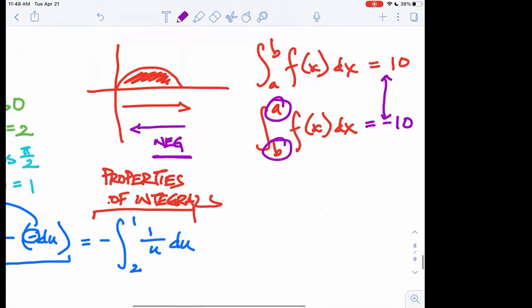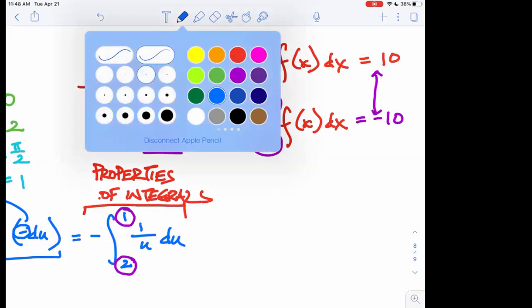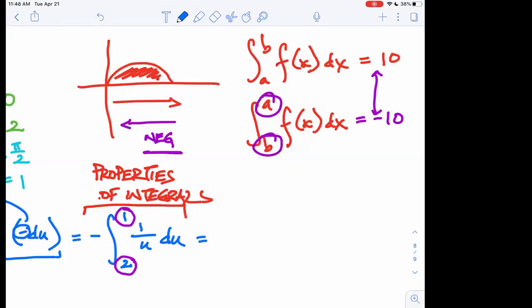So how does that tie in here? Because I noticed that this bound is bigger than this bound, and most of the time we like to go from left to right. So I'm going to use this simplification technique. Okay, so I still have that negative. I'm going to switch the bounds, so it's 1 to 2.